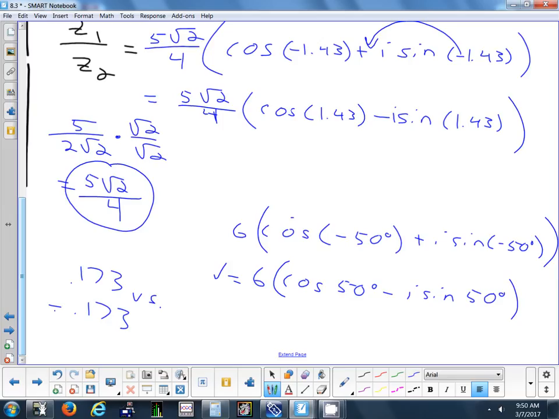Okay, so when you multiply complex numbers in trig form, what do you do with r1 and r2? Multiply them. What do you do with theta 1 and theta 2? Add them. When you divide complex numbers, what do you do with r1 and r2? Divide them. What do you do with theta 1 and theta 2? Subtract them. So we just have to make sure we keep those straight. Multiplication, multiply the radii, add the angles. Division, divide the radii, subtract the angles.